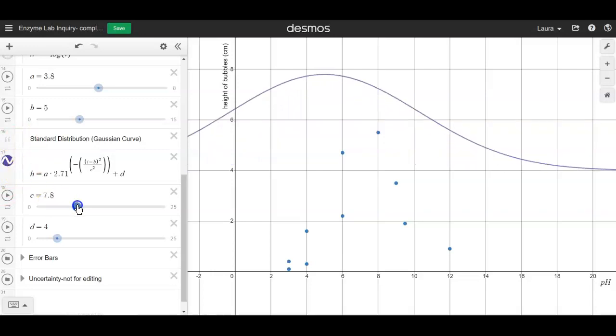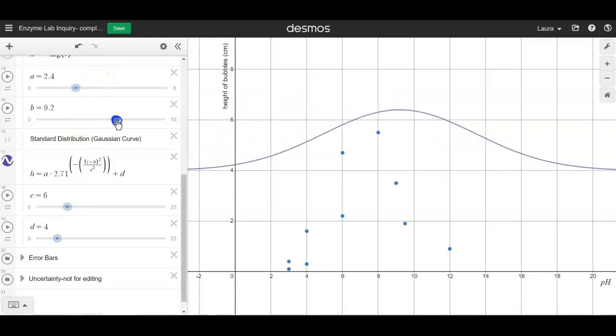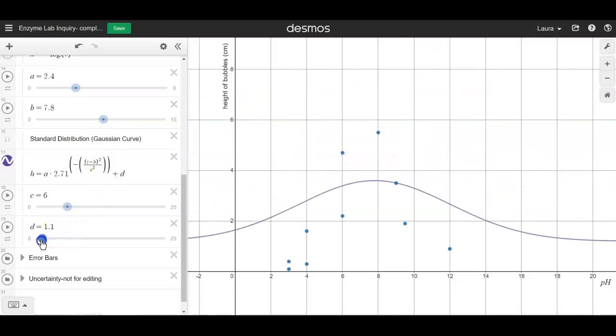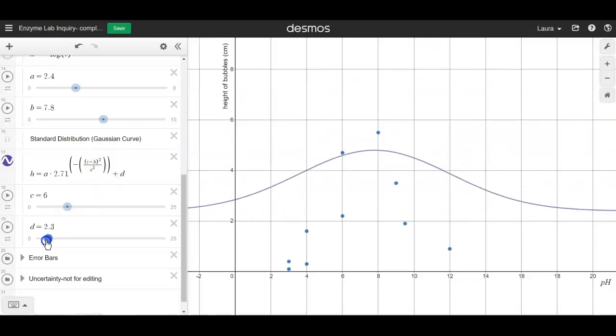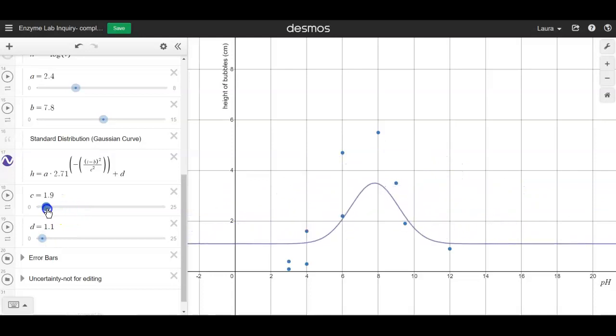So now take a few minutes to mess with these 4 variables, A, B, C, and D. Try and figure out what they do to this line and try and get this to match your data. And we'll do the same.